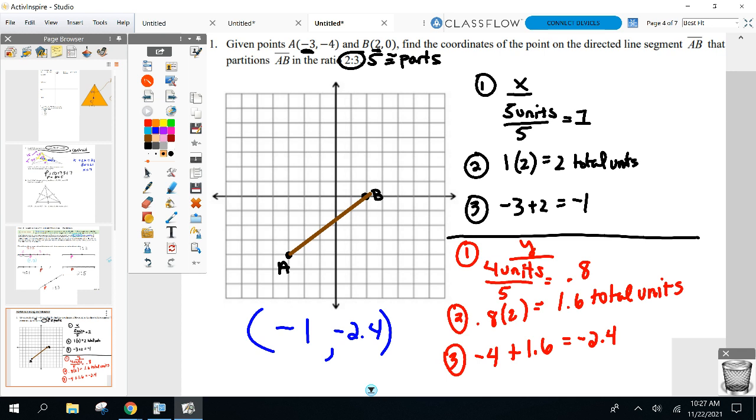So let's take a quick peek. If you go -1 to the left, down 1, 2.4. Yeah, it lands right there for us. Looks pretty darn good too. All right, and then 2 to 3 looks pretty good. This right side should be longer because it's got 3 parts.